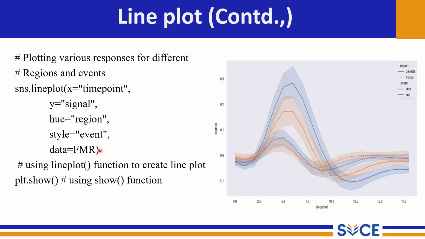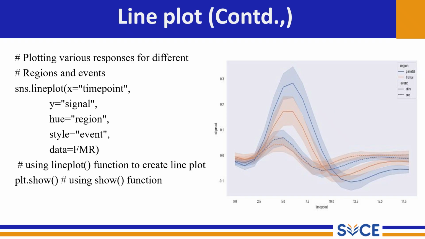Okay, and using line plot to create a line, so plot.show is given. Here you are able to see this output produced for the region as well as for the event. Okay, the slime out Q and parietal or frontal. All these dotted lines and dashed lines will be representing the region as well as the event. Okay, so this is the line plot.